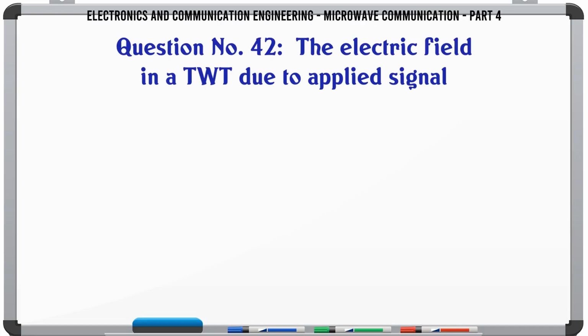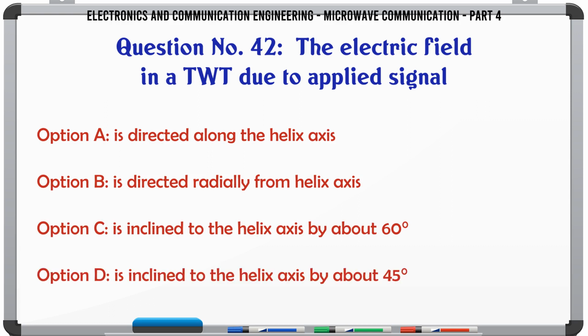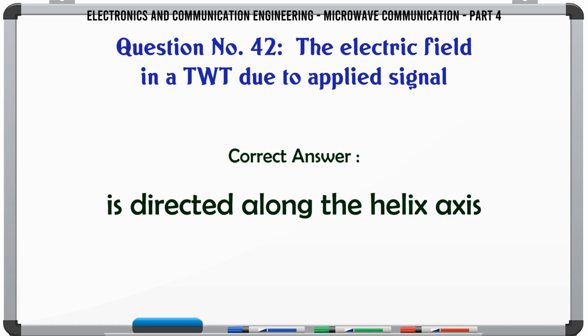The electric field in a TWT due to applied signal A. is directed along the helix axis. B. is directed radially from helix axis. C. is inclined to the helix axis by about 60°. D. is inclined to the helix axis by about 45°. The correct answer is directed along the helix axis.